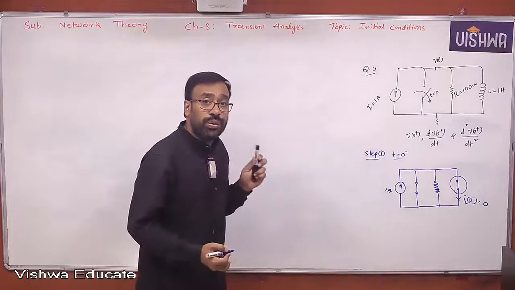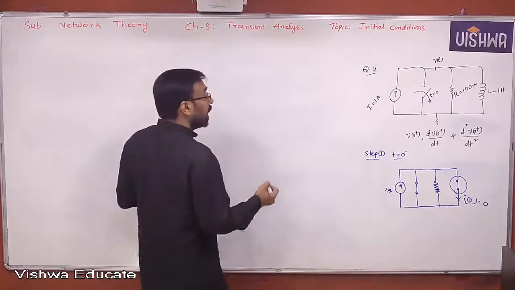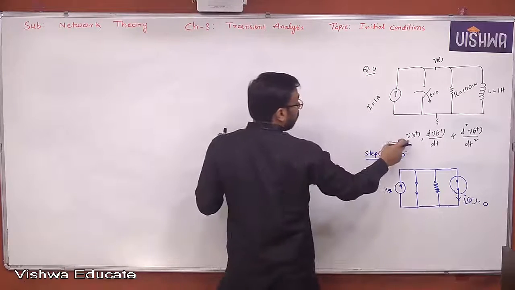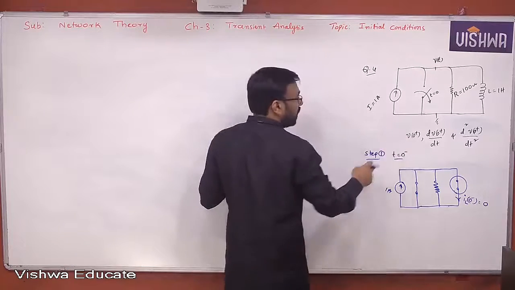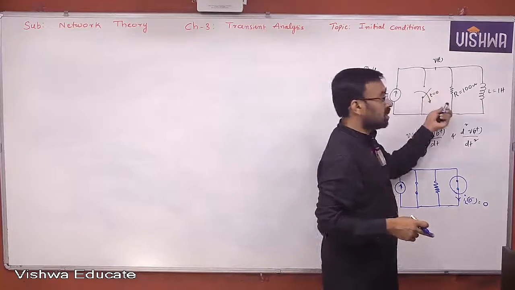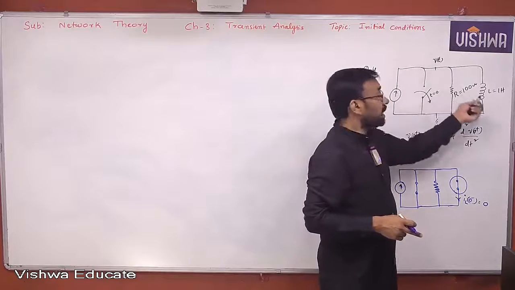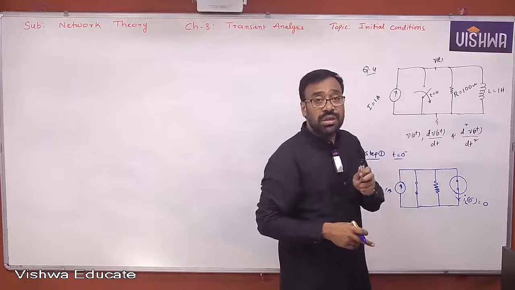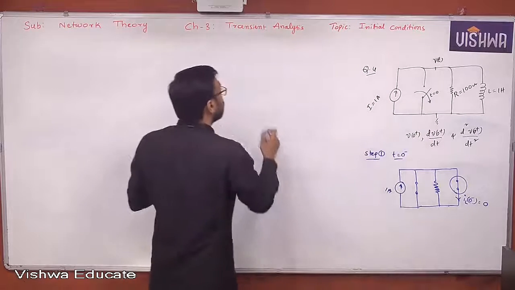You are going to use this particular information in step 2, because your objective here is V of 0 plus. What is V? V is the voltage across the resistor. V is the voltage across the inductor. Other than the voltage across the capacitor, you have to go for step 2. That is why step 2.